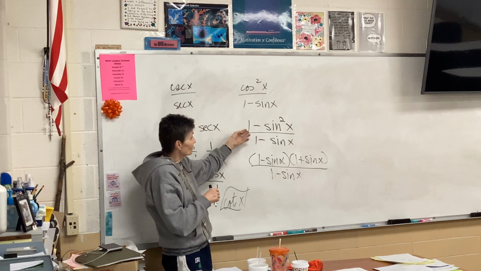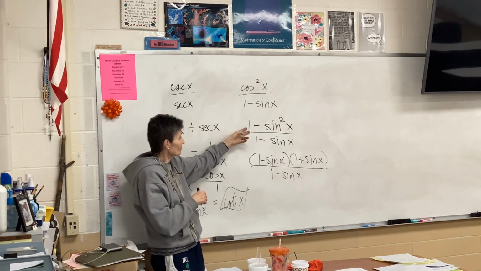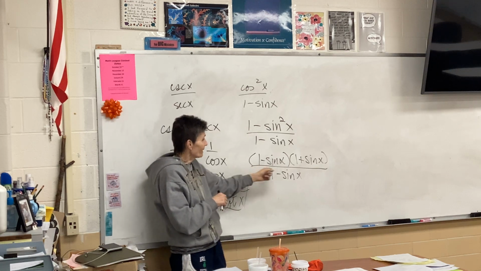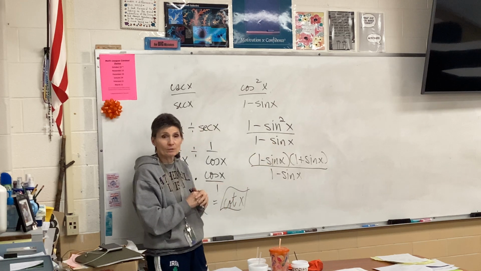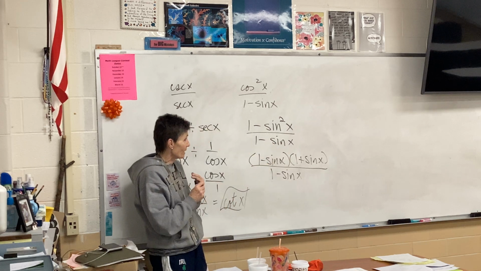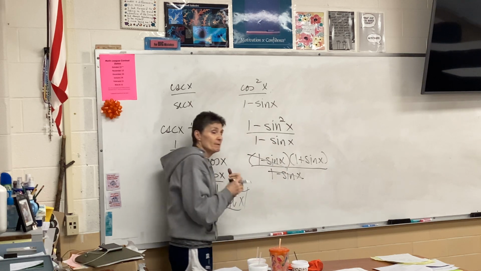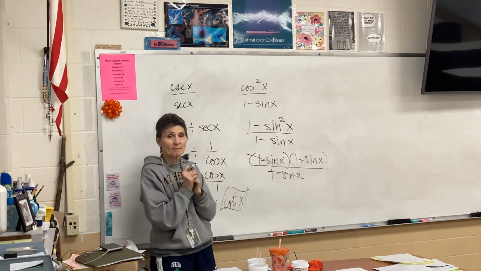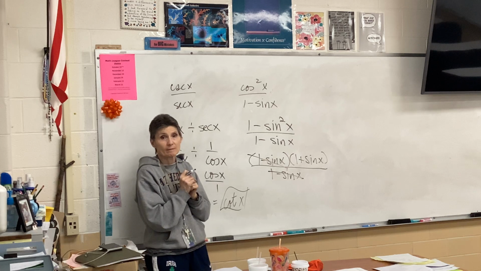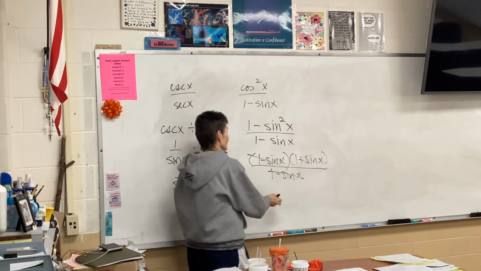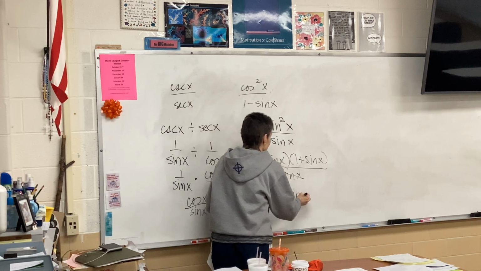So I changed that into 1 minus sine squared. Then I factored 1 minus sine squared into the difference of squares, 1 minus sine, 1 plus sine. Now I can cancel, because I'm not canceling part of it, I'm canceling the whole parentheses. So what does this simplify down to? 1 plus sine.